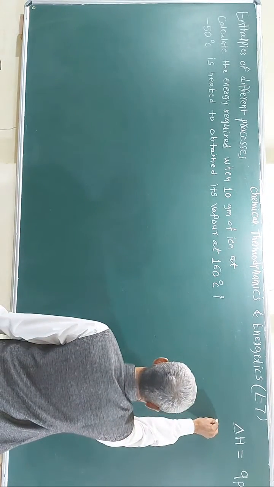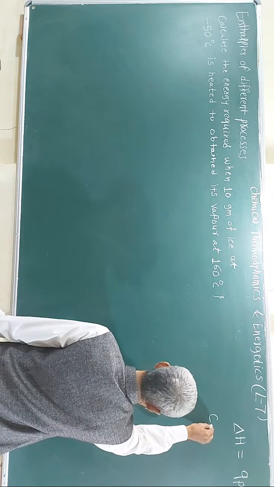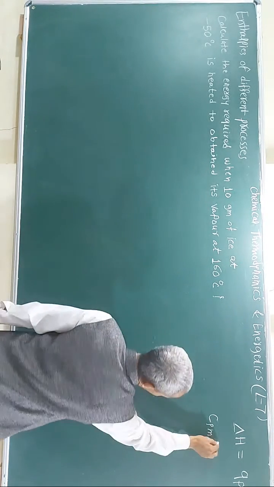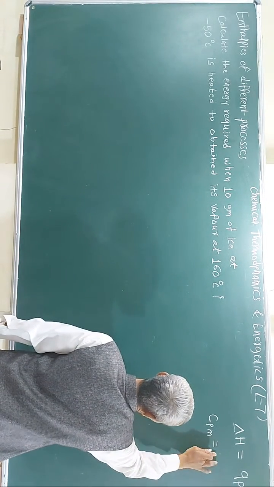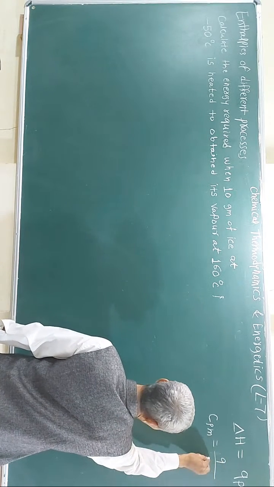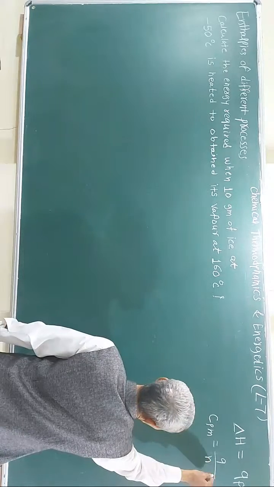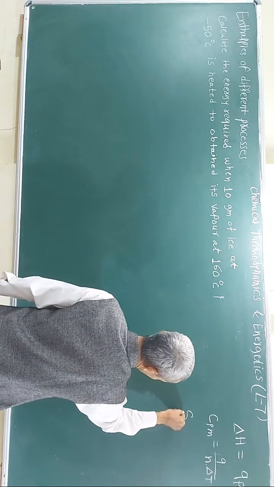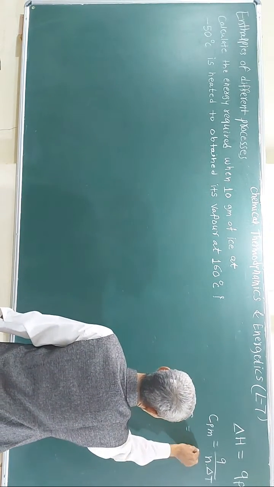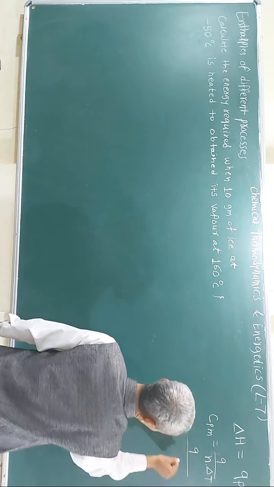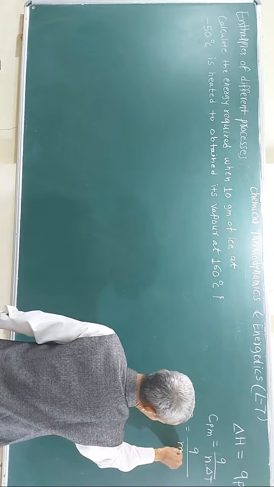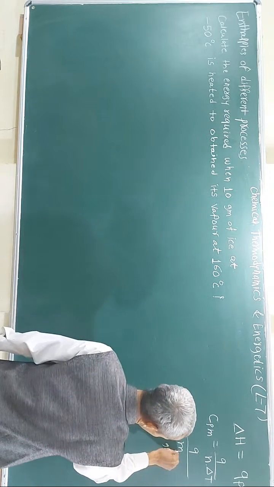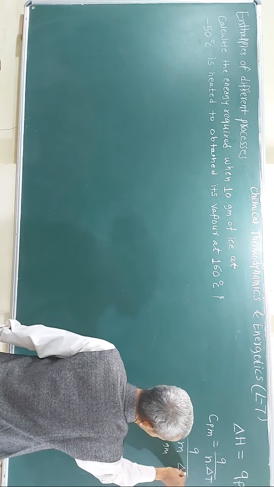Similarly, the molar heat capacity at constant pressure can be given as the amount of heat absorbed per mole per degree Celsius, so one can write delta T. Similarly, the specific heat of the substance can be written as the amount of heat absorbed by 1 gram of the substance, divided by the mass in grams, per degree Celsius rise in the temperature.